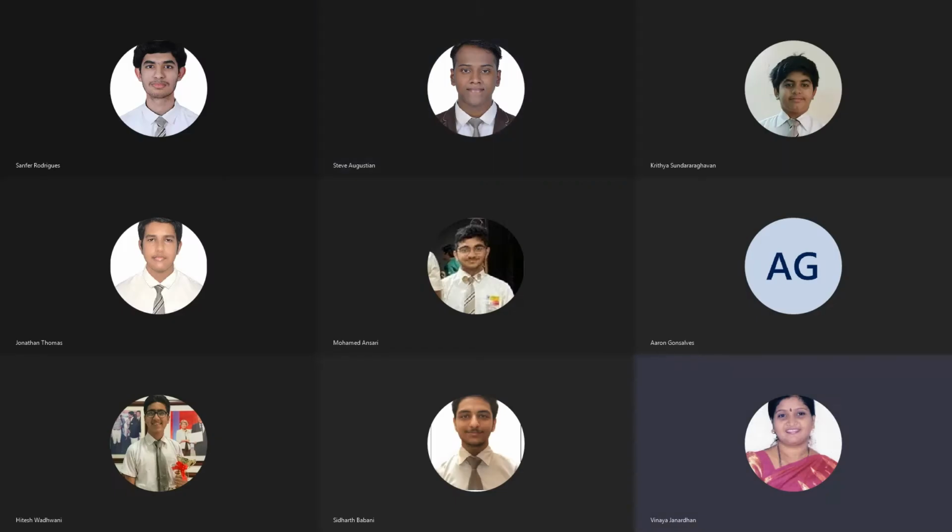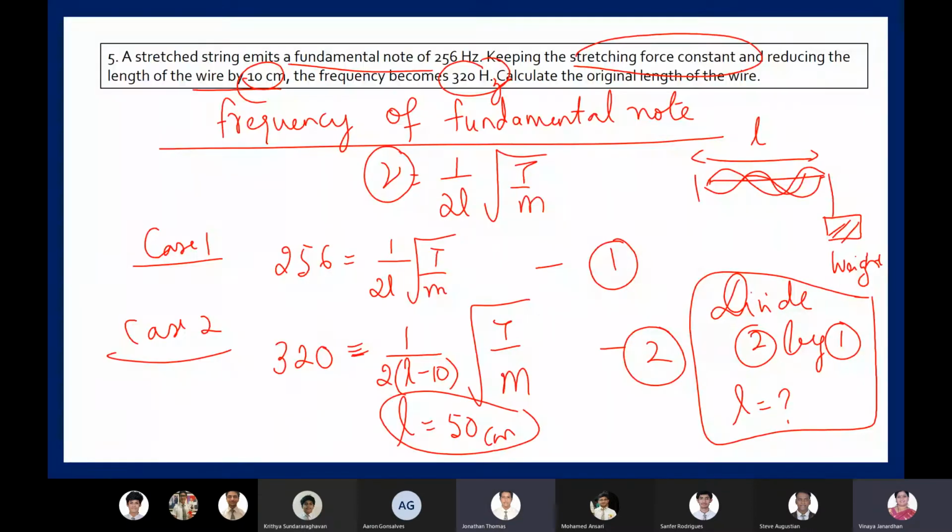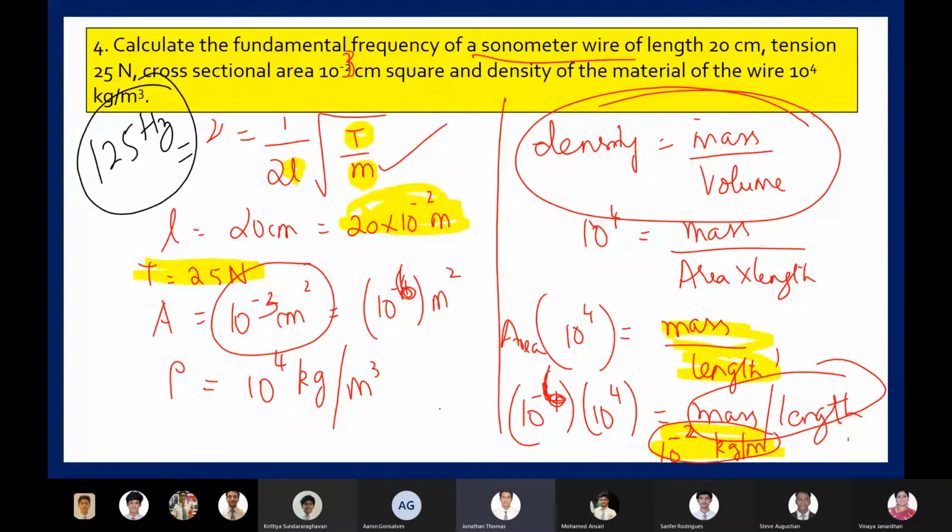This fundamental note, this one was. No, ma'am. It is about finding the speed.